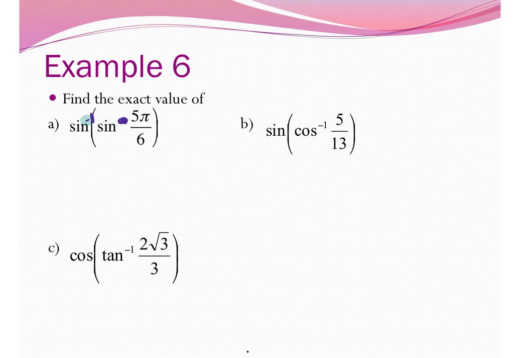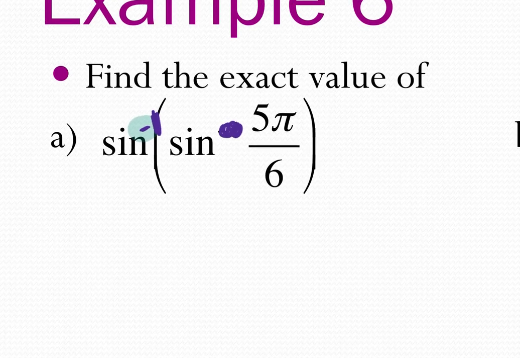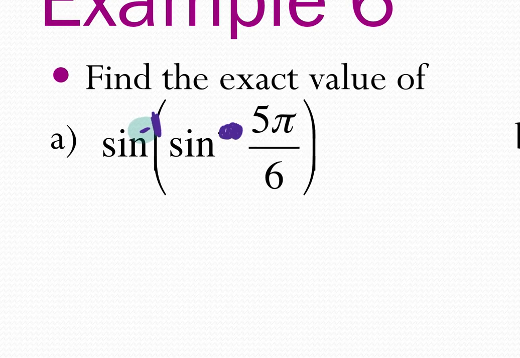So these are compound functions. There's going to be two functions. It could be a combination of both, like sine and tan. It could be sine -1 and tan -1. It could be any combination of inverse and regular trig functions. We work innermost parentheses first. So if I look at A and I start with sine of 5 pi over 6, what am I looking for?